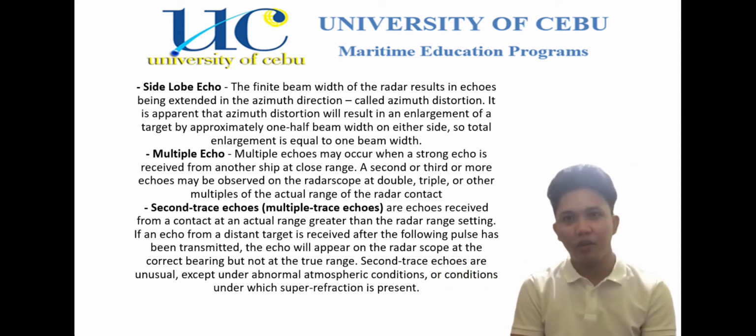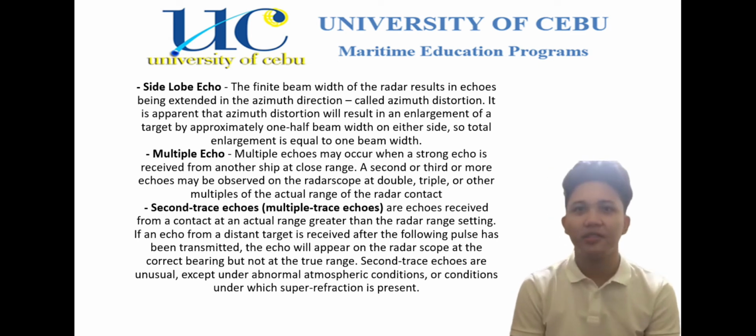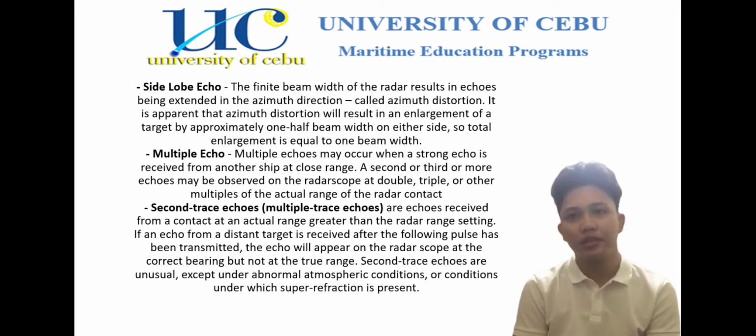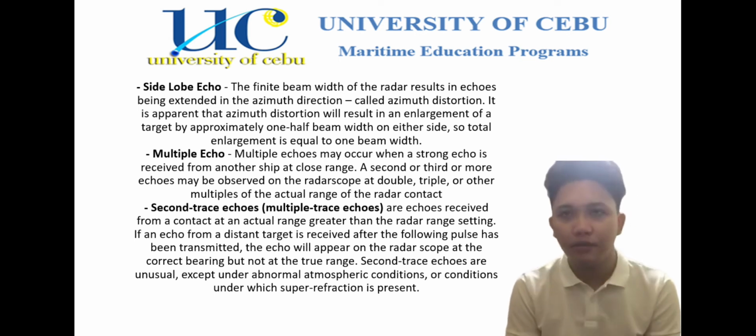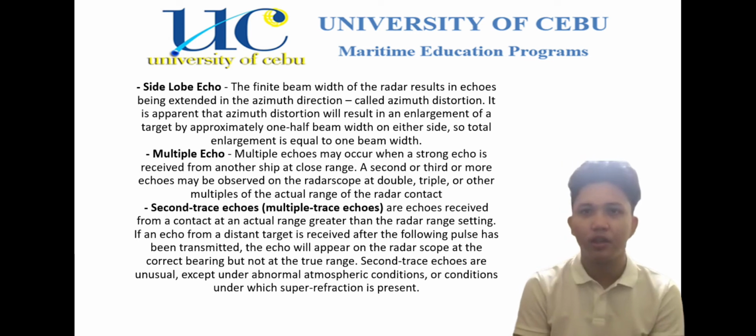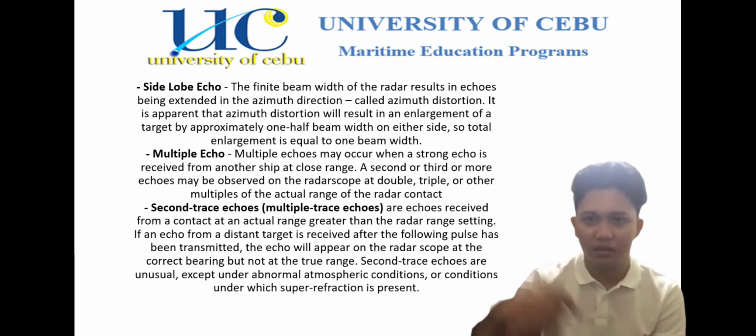Second trace echoes, multiple trace echoes. These are echoes received from a contact at an actual range greater than the radar range setting. If an echo from a distant target is received after the following pulse has been transmitted, the echo will appear on the radar scope at the correct bearing, but not at the true range. Second trace echoes are unusual except under abnormal atmospheric conditions or conditions under which super-refraction is present.